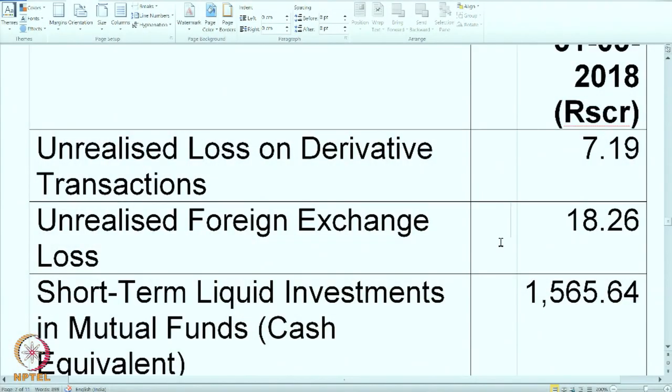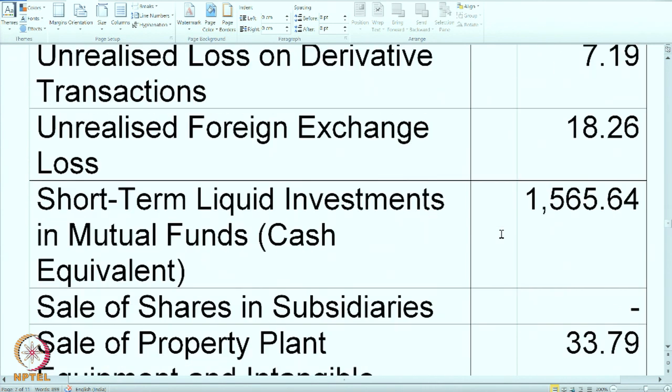Where will it go? Next is unrealized forex loss. These are unrealized items, so they have no impact, so we will not consider them. Short term liquid investment in mutual fund, it's already given that it is cash equivalent, so we will mark it as C. C is a marking we make here for cash equivalent.